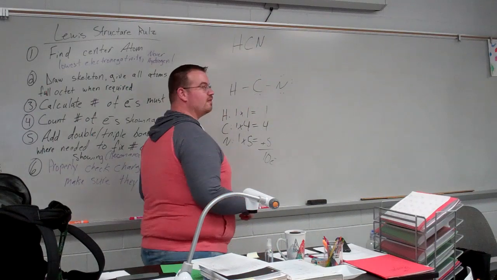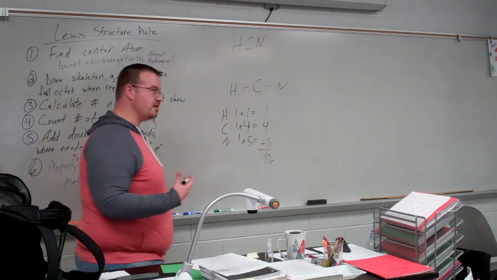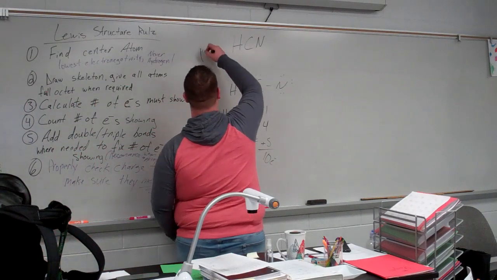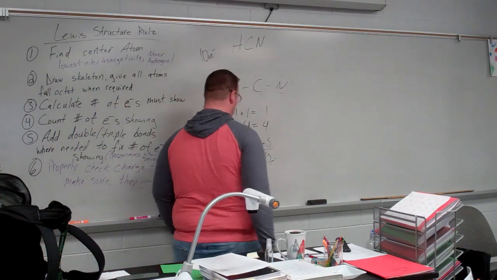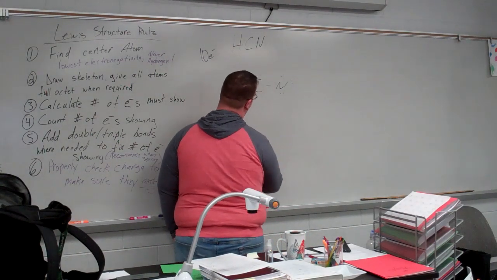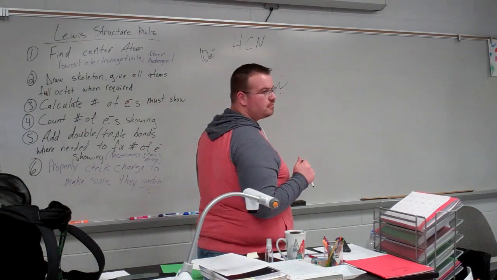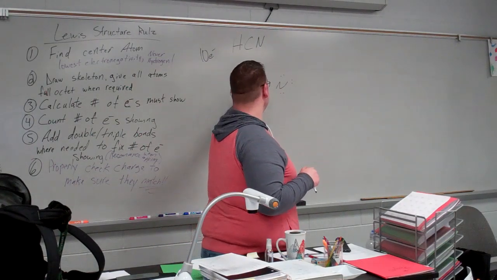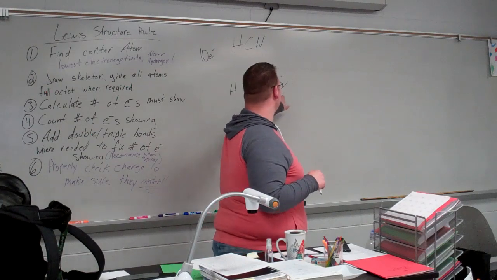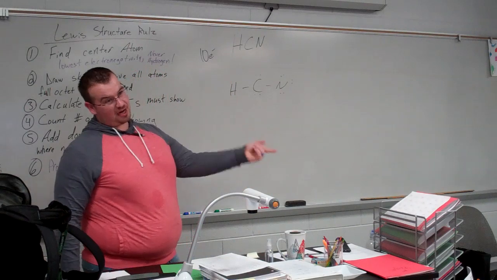So you get 1, 4, and 5. You add those together, it gives you 10. So you must show and only show 10 electrons. We have too many. Don't erase that. How many are we showing? 14. 1, 2, 3, 4, 5, 6, 7, 8, 9, 10, 11, 12, 13, 14. Gotta go to 10. What do you have to do to fix it?